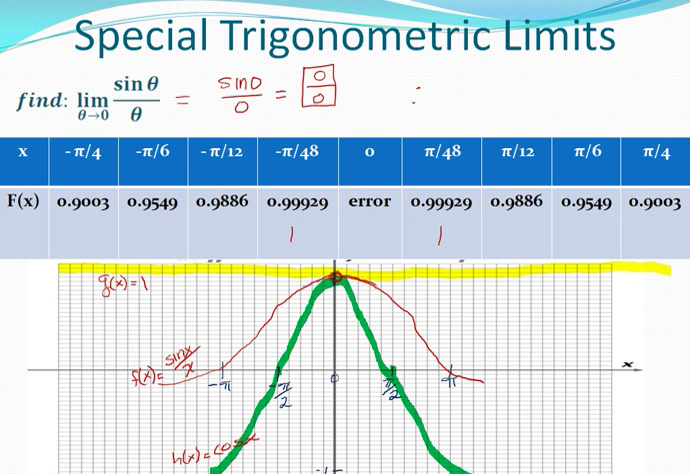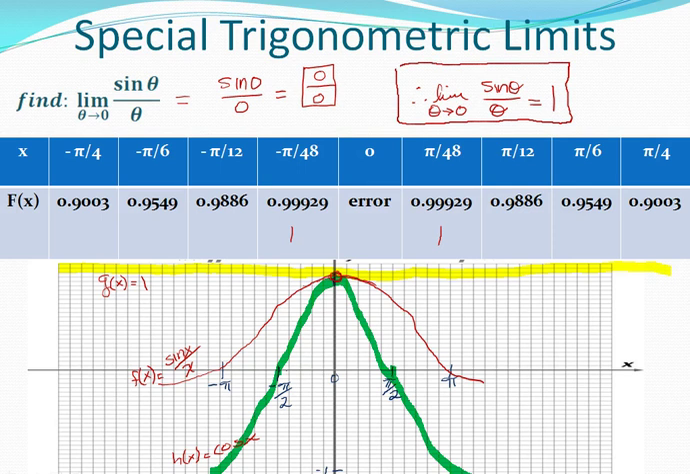Therefore, the limit as theta approaches 0 of sine of theta over theta is 1. This is a special trigonometric limit. It's the first of 2 you're going to learn. You need to put it in your flipbook and memorize it, just like you memorized your trigonometric identities, because we're going to use it a lot.